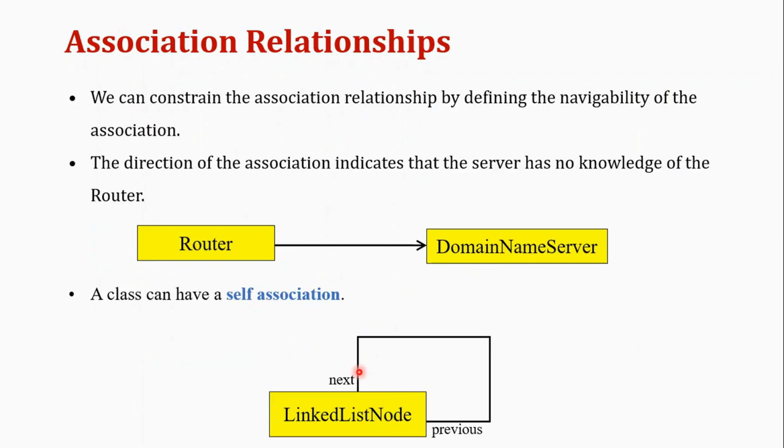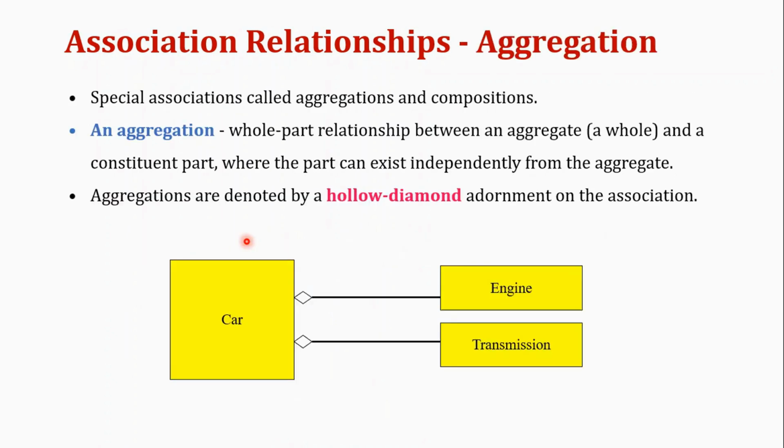Sometimes we have, check out, this association is a self association. Then the class has a relationship with itself. That's what self association is. Check out this association, which has a direction. The router class is associated with the domain name server class, where the server doesn't have any knowledge about the router. So that is the direction. The next relationships in association are aggregation and composition.